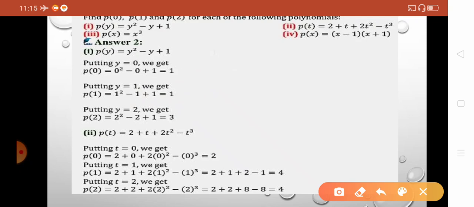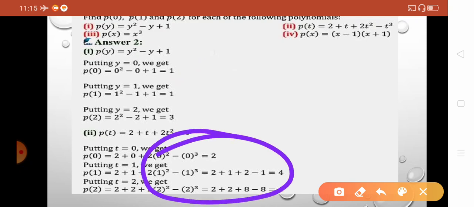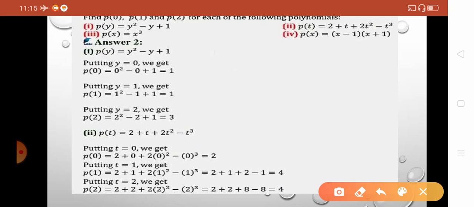For the second part, p of t is equal to 2 plus t plus 2t square minus t cube. So in here we have to put the value of t is equal to 0, 1 and 2. So we will put the values here and we will get the answer as 2, 4 and 4. So for p of 0 the answer is 2, p of 1 the answer is 4, and for p of 2 the answer is again 4.